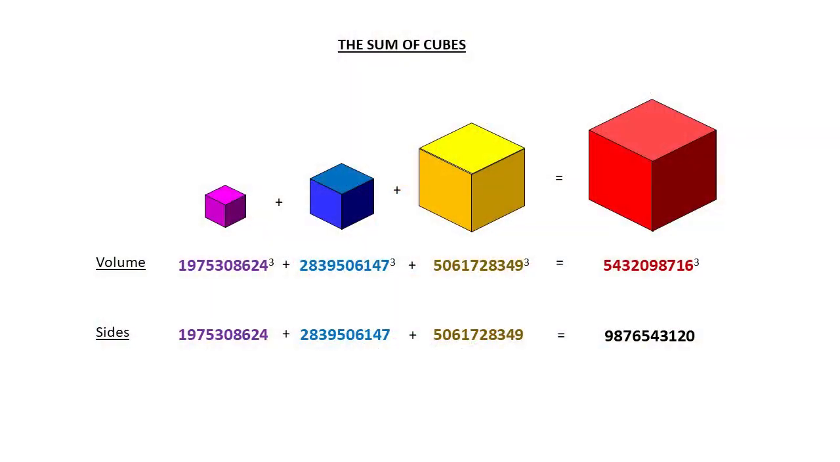Taking things to the third dimension, these four cubes all have pandigital sides, and the total volume of the first three equals the volume of the fourth. This example has a bonus that adding the sides together of the three smallest cubes is also pandigital.